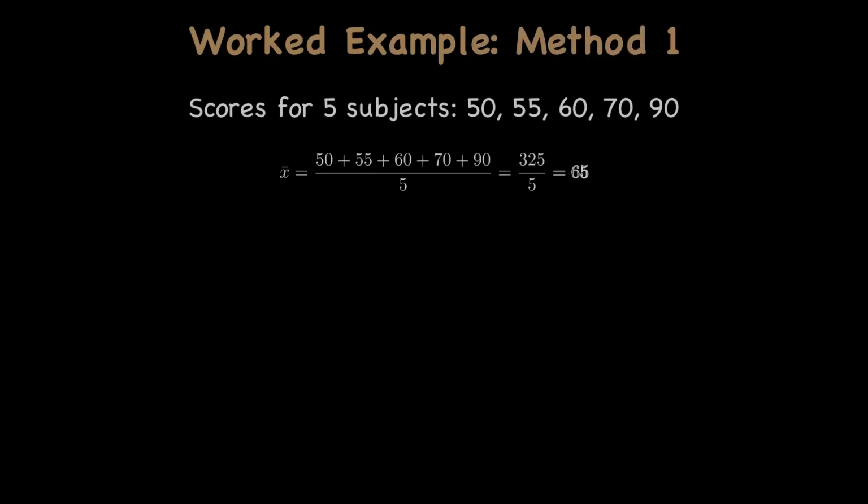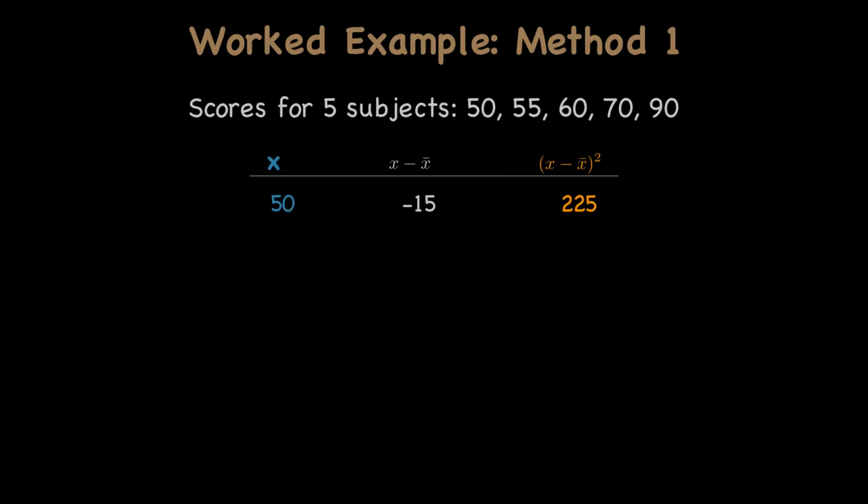Let's work through an example. The scores for 5 subjects are 50, 55, 60, 70, and 90. Step 1. Find the mean. Add them up. 325 divided by 5 equals 65.